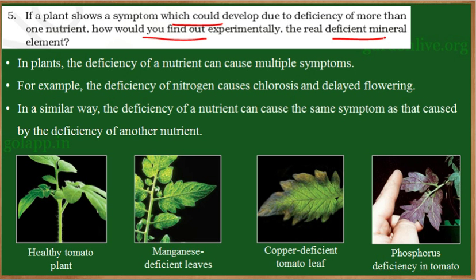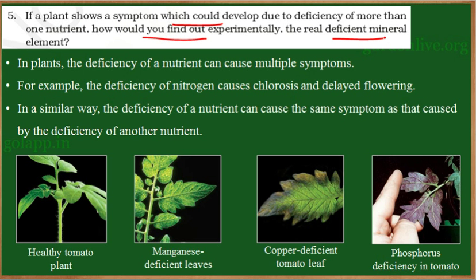Now, plants show symptoms like the formation of brown spots or yellow spots, or sometimes even the cells in the tissue will die. So these are the symptoms observed in a plant growing in a soil where nutrients are present in lesser quantity. The nutrients can be magnesium, copper, phosphorus, iron, etc.